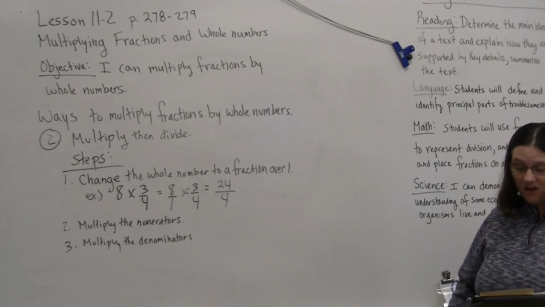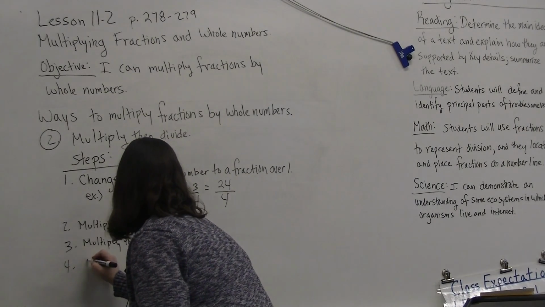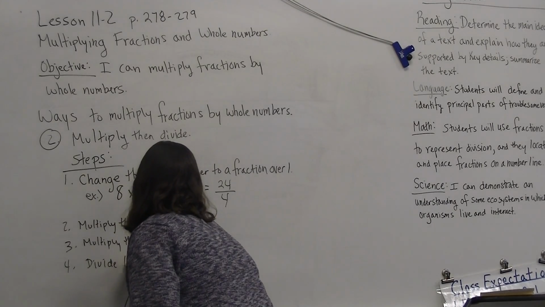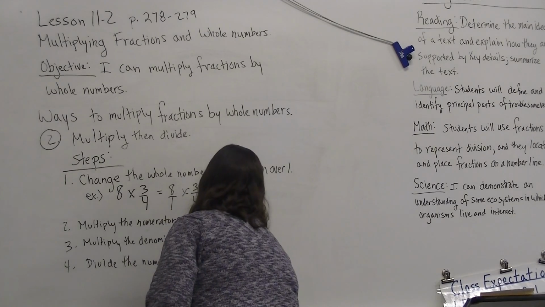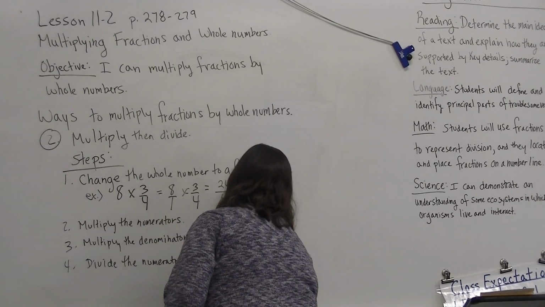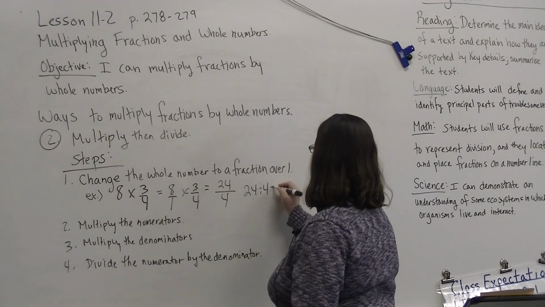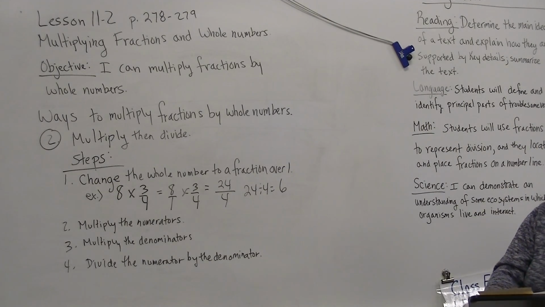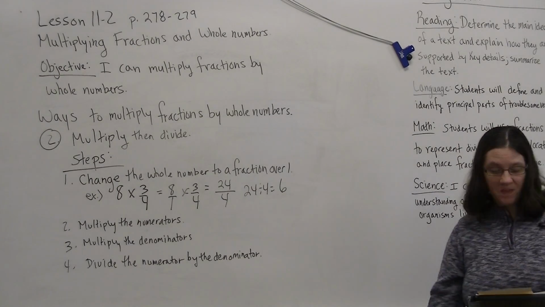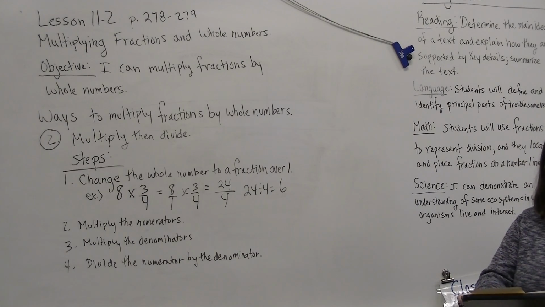And our last and final step will be to divide the numerator by the denominator. Step 4 will be to divide the numerator by the denominator. So again here, 24 divided by 4 equals 6. And that is our second way of finding how to multiply fractions by whole numbers. At this point, you can pause or stop, and if there are any questions, please write them down now.